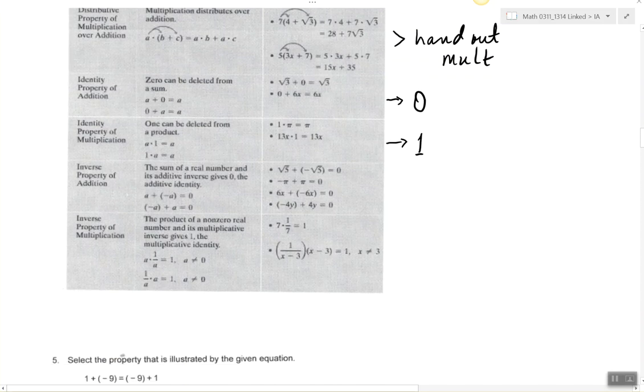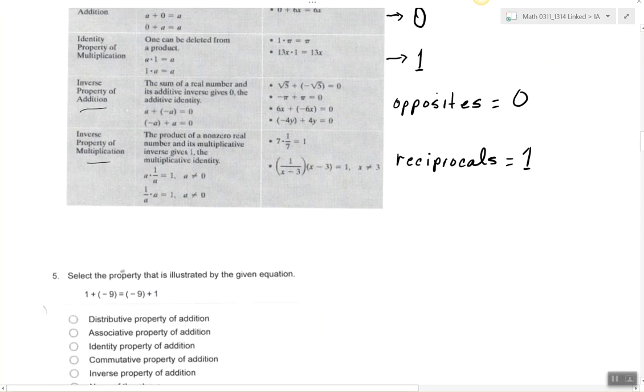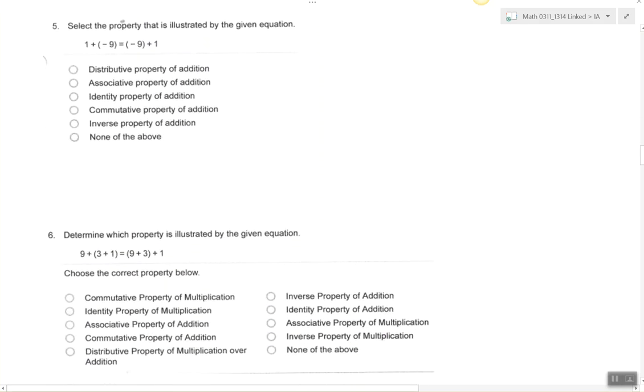The inverse properties for addition and the inverse property for multiplication. For addition, it says that if you add opposites, you get 0. The inverse property of multiplication says if you multiply reciprocals, you get 1. So the inverse properties for addition and for multiplication really are quite different, but they both end up with an identity. All right, let's look at these problems.